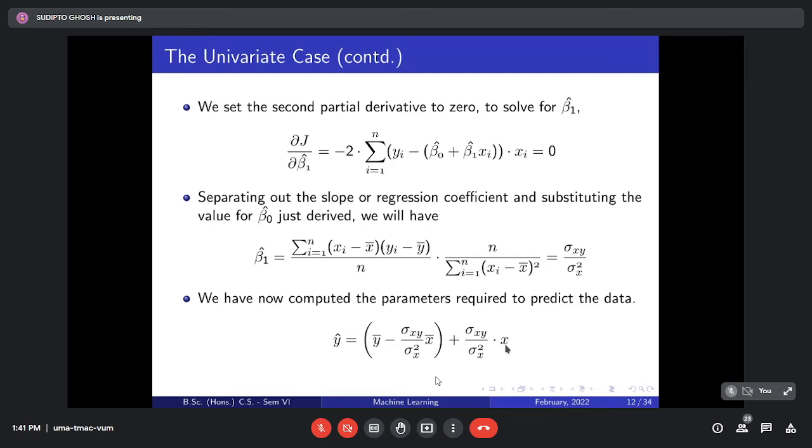This can be some unseen data point, and then we will come up with a predicted value of y at that point. So this reduces the need for any iterations whatsoever. You just do this once, like compute the covariance, variance and mean at once, and then just compute the predicted y value. And this is the ordinary least square method for the univariate regression.